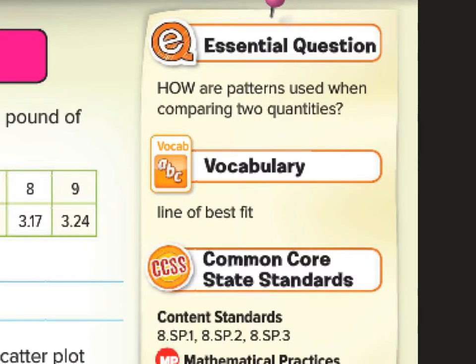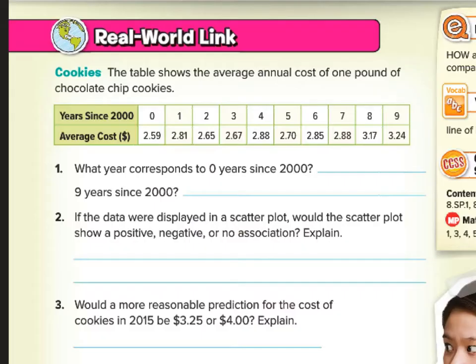In this lesson we will continue to learn how patterns are used when comparing two quantities, and we will use the expression line of best fit. In the previous lesson, lesson 9-1, we were working with scatter plots. So now we're going to determine how to draw a line with the information given somewhere in between the data in those scatter plots that best represents or best fits. Let's take a look here at the data and we will practice. This is simply an introduction.